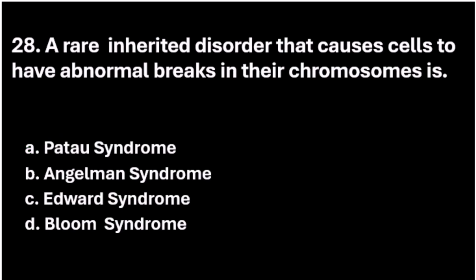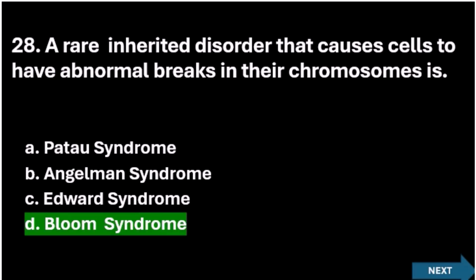Next question. A rare inherited disorder that causes cells to have abnormal breaks in their chromosomes is option A, Patau syndrome, option B, Angelman syndrome, option C, Edwards syndrome, and option D, Bloom syndrome. Let us see the right answer. The right answer is Bloom syndrome is the inherited disorder that causes cells to have abnormal breaks in their chromosomes.